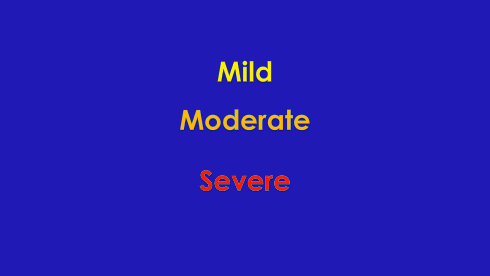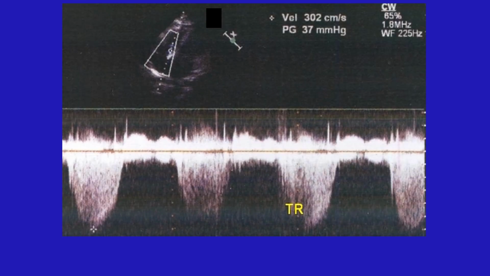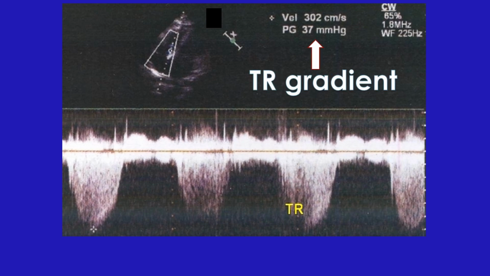Pressure gradients across the valves will be mentioned when the valve is narrowed. The gradient increases as the severity of the narrowing increases. When there is a leak in the tricuspid valve, the pressure difference between the right ventricle and right atrium can be calculated. This is usually mentioned as TR or tricuspid regurgitation gradient.